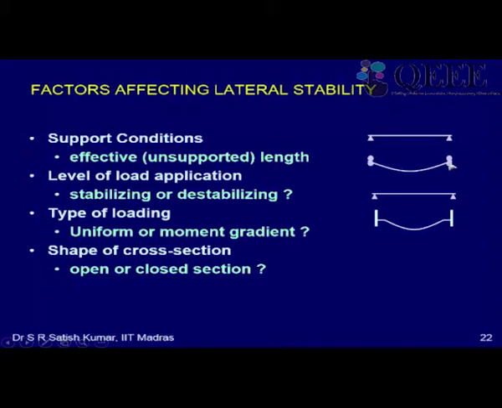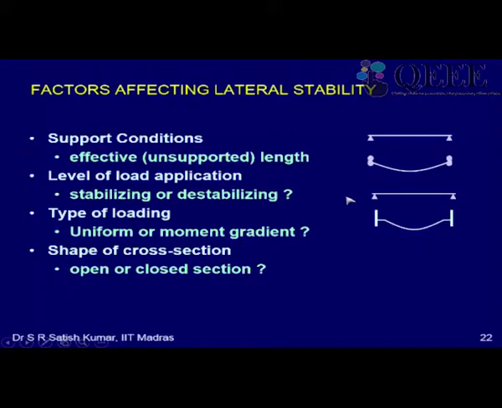Okay. So that will reduce the effective length of the beam for lateral buckling, right? So if you have, for example, both ends fixed, then my effective length may become L by root 2. Okay. So that is the effective unsupported length based on the support conditions.